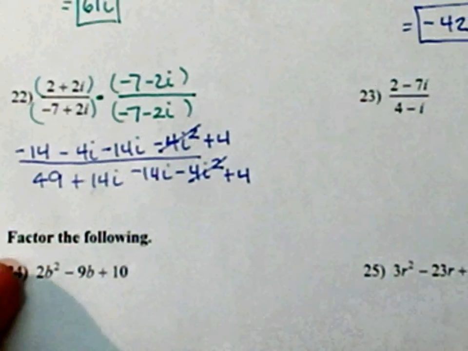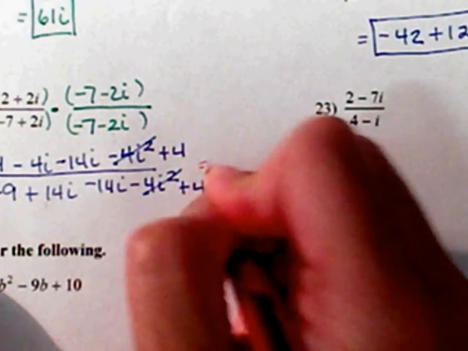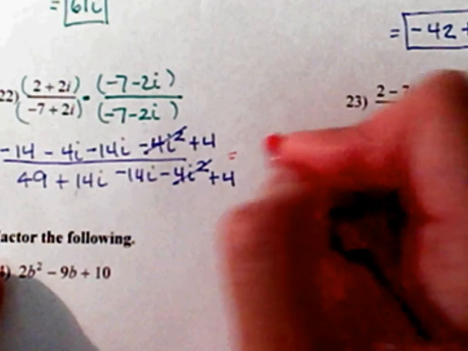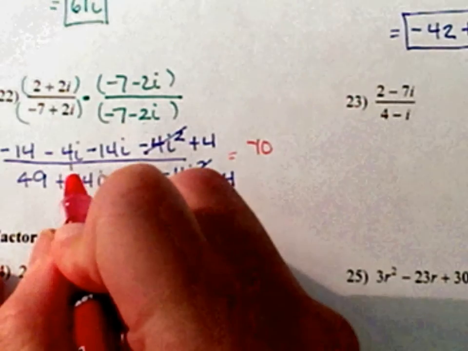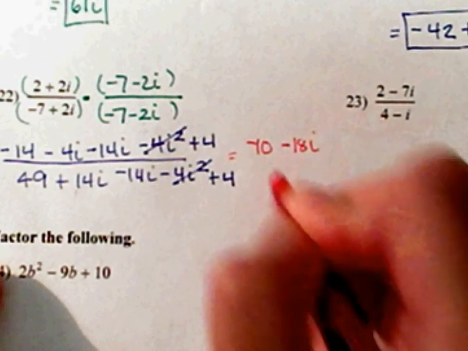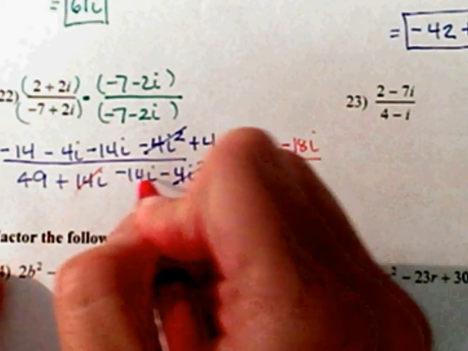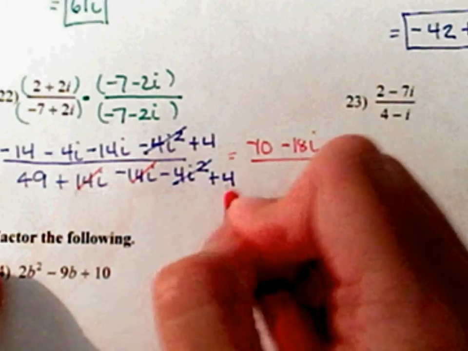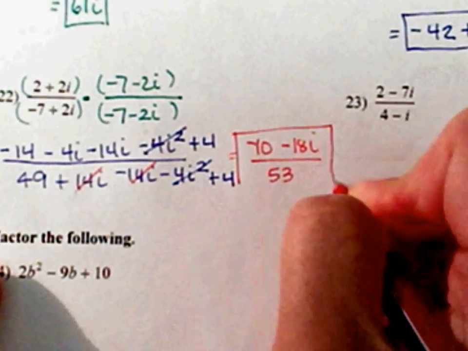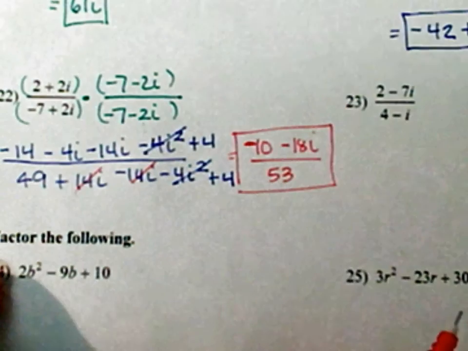And now let's simplify. Negative 14 plus 4 is negative 10. Negative 4i plus 14i is negative 18i. All of that, these guys cancel. 49 plus 4 is 53. Can't make it any smaller. There's your solution.